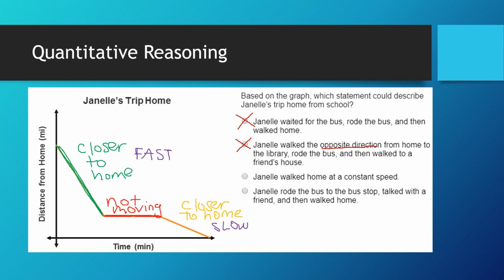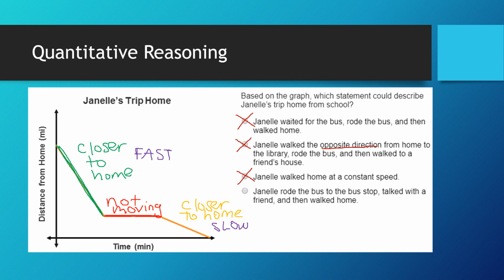The third option says Janelle walked home at a constant speed. If her speed is the exact same everywhere, that means I have a perfectly straight line with no changes or bumps in it at all. And we saw 3 separate chunks to this graph, so I know that she's not walking at a constant speed.